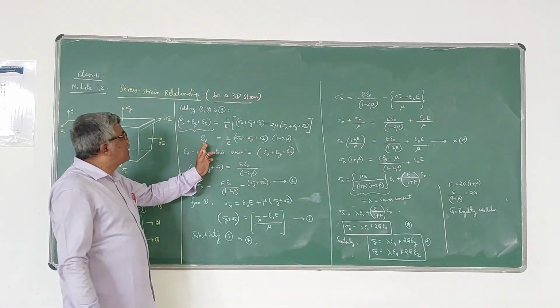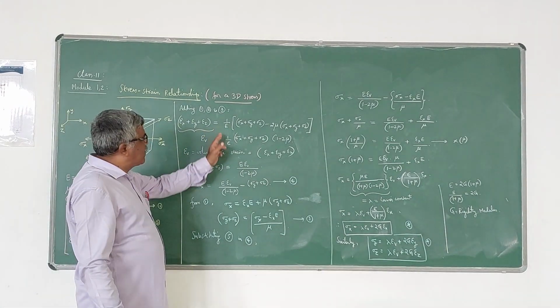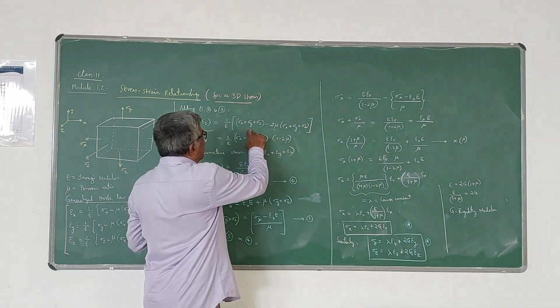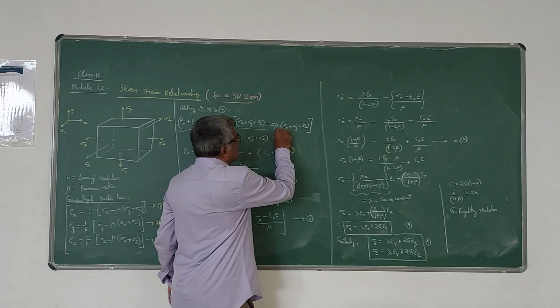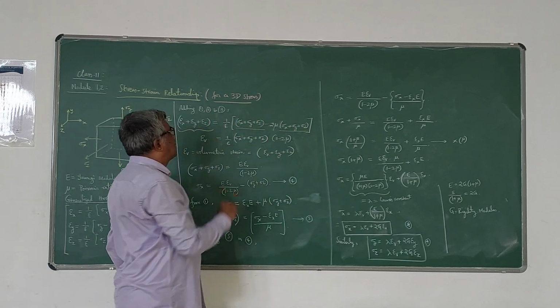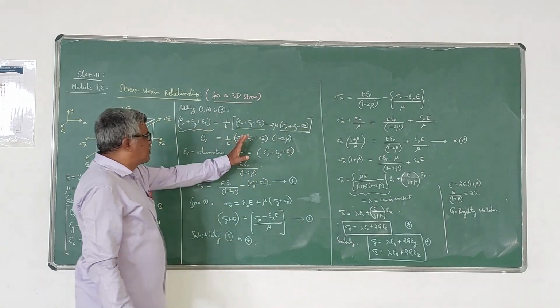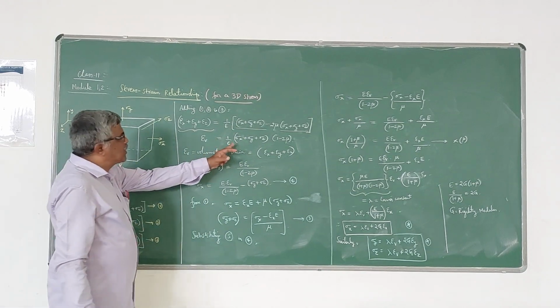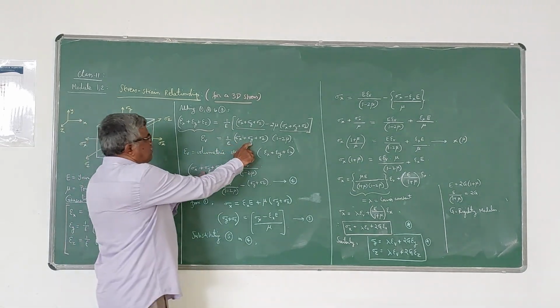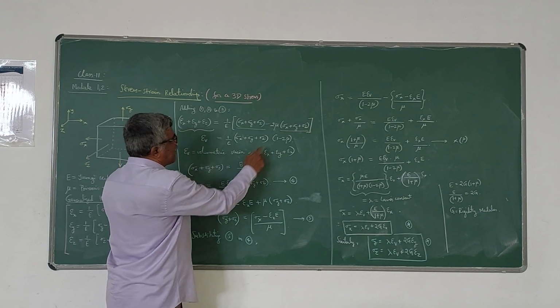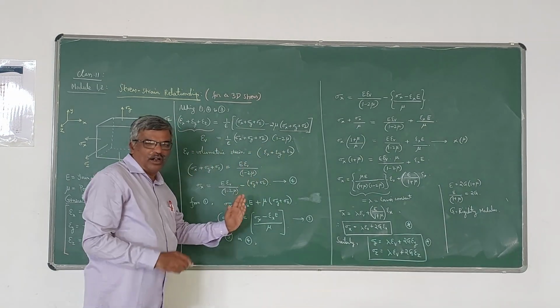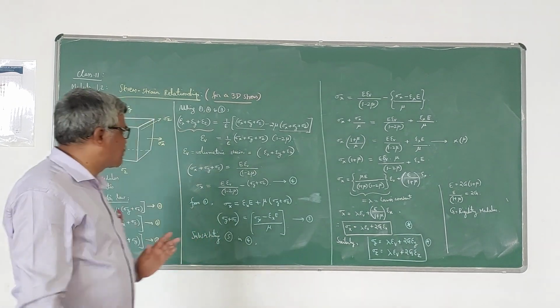So volumetric strain epsilon v is 1 by E into, if you simplify this, sigma x plus sigma y plus sigma z is common. Here also this is common. If you take the common, you will get 1 minus 2 mu. That's what I have done there. Now this can also be written as sigma x plus sigma y plus sigma z is equal to E into epsilon v divided by 1 minus 2 mu. All these are algebraic simplifications.